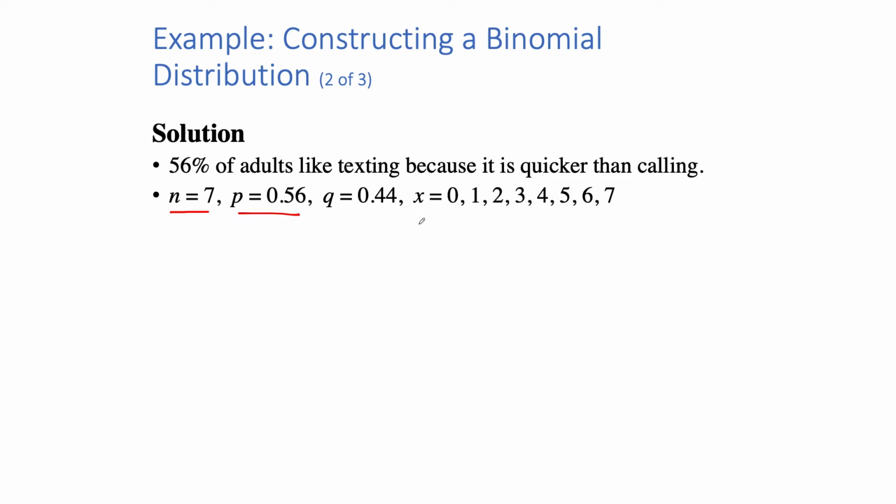X here is a random variable which keeps track of the number of successful trials, right? The number of people who say that they like texting because it's quicker than calling. So X can take values from 0, where none of them say they like texting better because it's quicker than calling, to 7, where all of them do, and any number in between. It's a discrete random variable because there's only 8 possible values that X can take. It can take one of these 8 possible values.